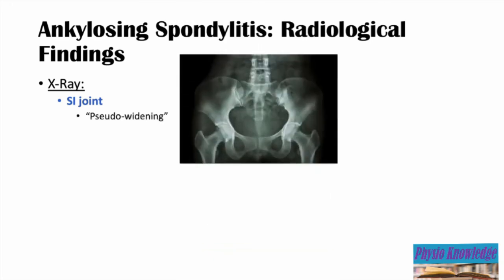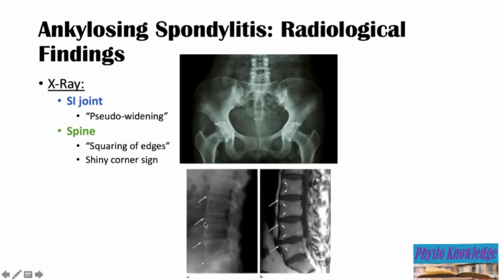There are important radiological features in ankylosing spondylitis. If we take a look at an x-ray of the SI joint, or sacroiliac joint, we can see something termed pseudo-widening of the sacroiliac joint here. If we do an x-ray of the spine, we can see what we call squaring of edges, or the shiny corner sign. If you look here, these corners or edges of the vertebrae are somewhat shiny. So you can see here where there's inflammation involved.